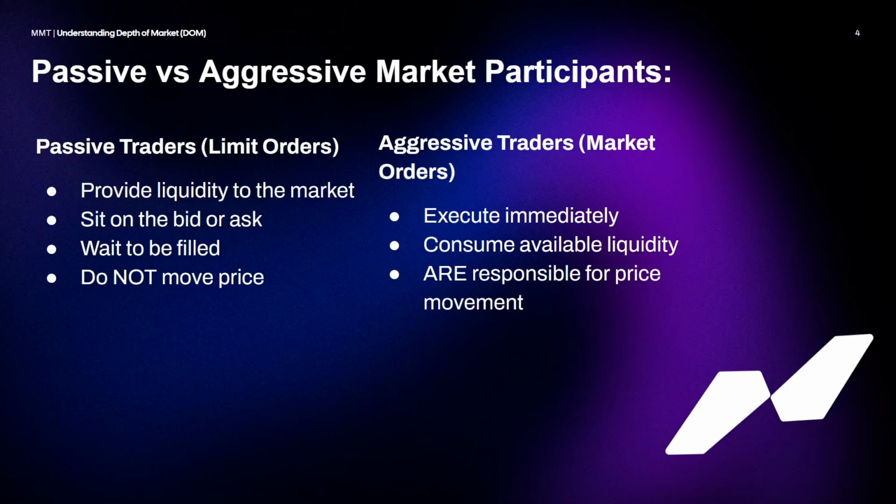This is one of the most important concepts to understand. Passive traders are placing orders and waiting. They're not moving the market. Aggressive traders are the ones stepping in and taking liquidity. That's what creates movement. But here's the key: just because somebody is aggressive doesn't mean they're winning. If aggressive buyers come in and price still doesn't move up, that means there's strong selling on the other side. The real question is not who is active, but who is actually in control.